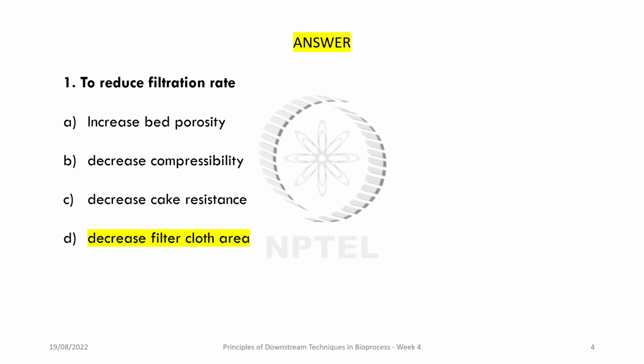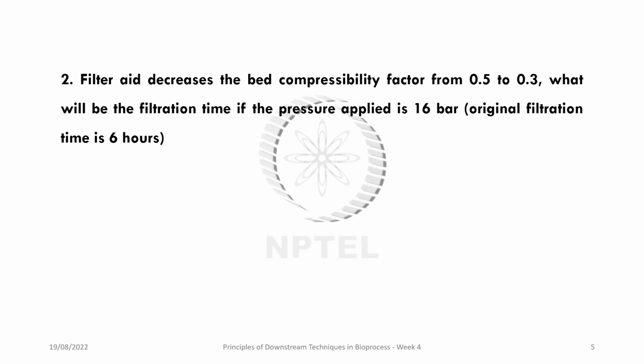Let's look into question 2. Filter rate decreases the bed compressibility factor from 0.5 to 0.3. What will be the filtration time if the pressure applied is 16 bar and the original time is 6 hours? Do you want to take a minute to answer? Let me put in the formula for you meanwhile.